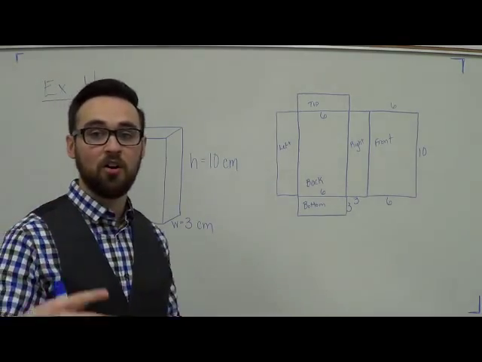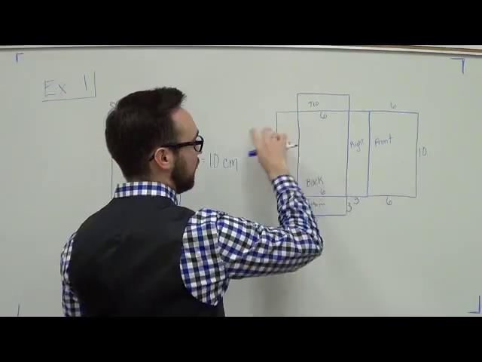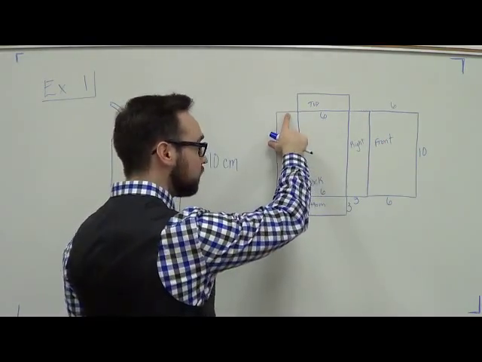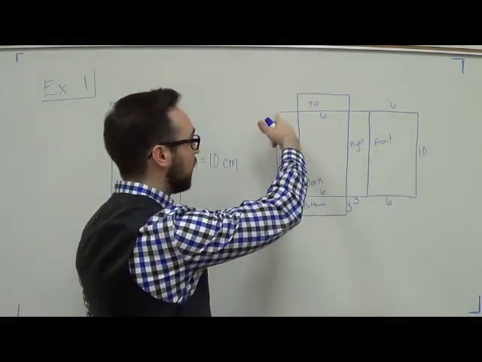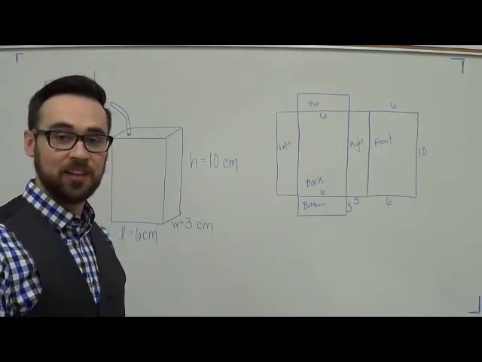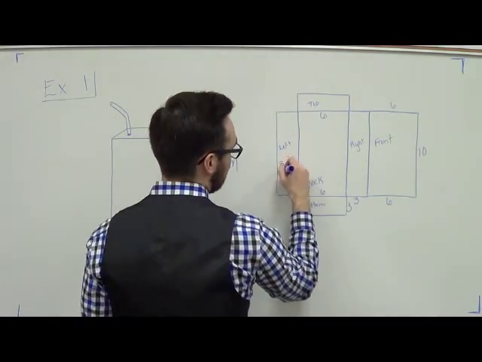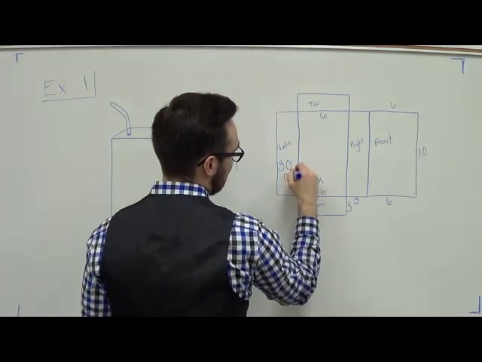We want the area of all 6 rectangles. So this left side over here, we'll just start here and move our way over. The short sides are 3, the height is 10. So what's the area of one of my sides, the left side? Well, it's going to be 30 square centimeters. So this one is 30 square centimeters.